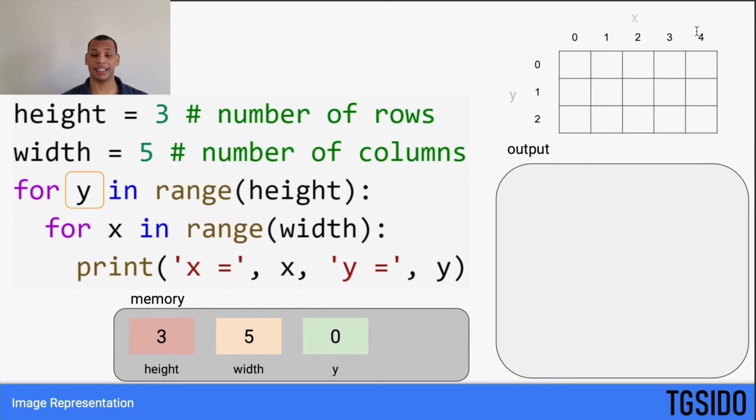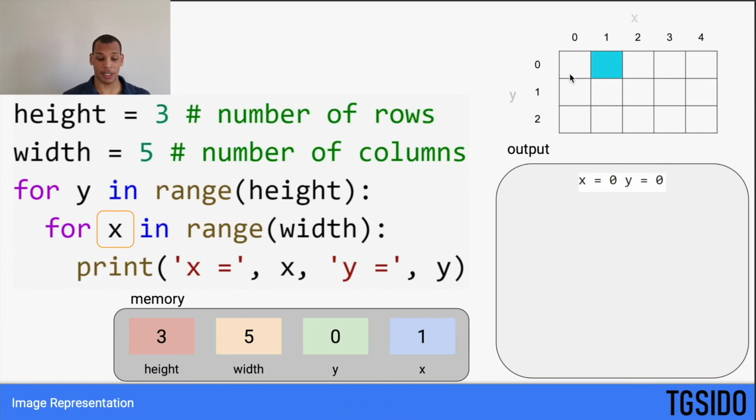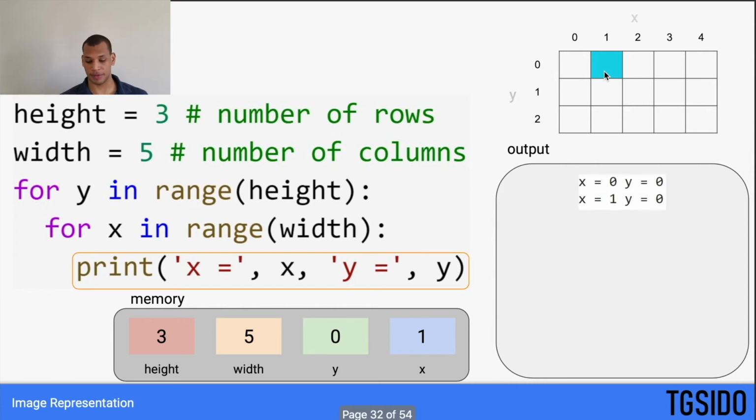And so y is going to set us at row 0, or y is equal to 0. So we see that y takes on the value 0 for now. And now we actually go to the inner loop, and x is going to take on the value 0. So we can start at this cell. So we print that information out. X is equal to 0, y is equal to 0. Okay, now in the next iteration of the inner loop, x is going to be set to 1. And so we've moved over. So now we're at this cell, and let's actually print this information out. X is equal to 1, y is equal to 0.